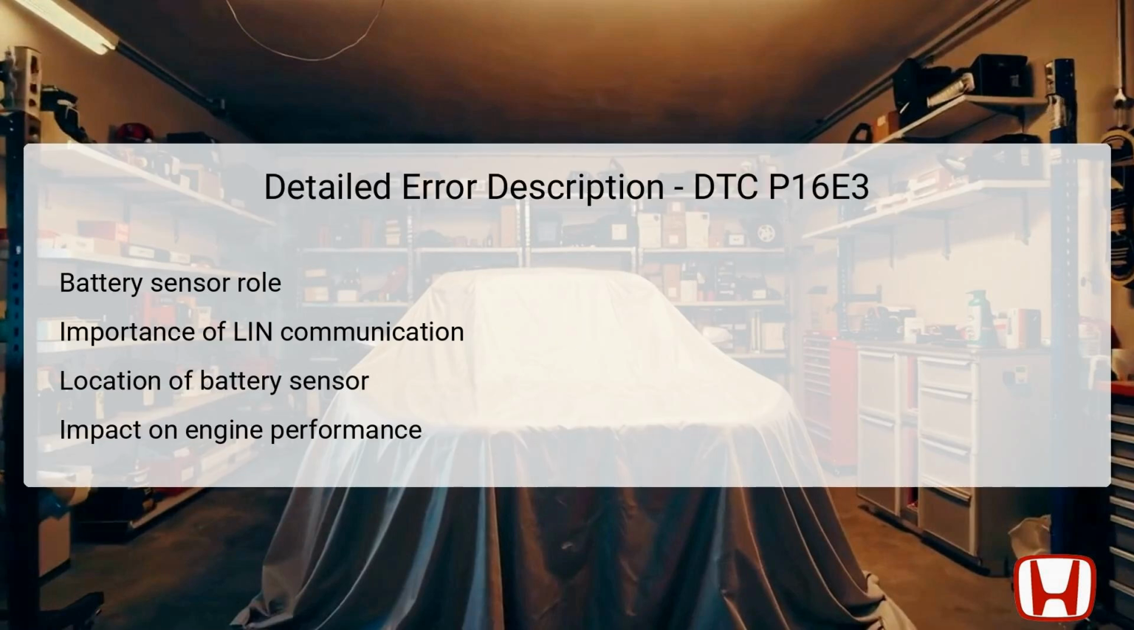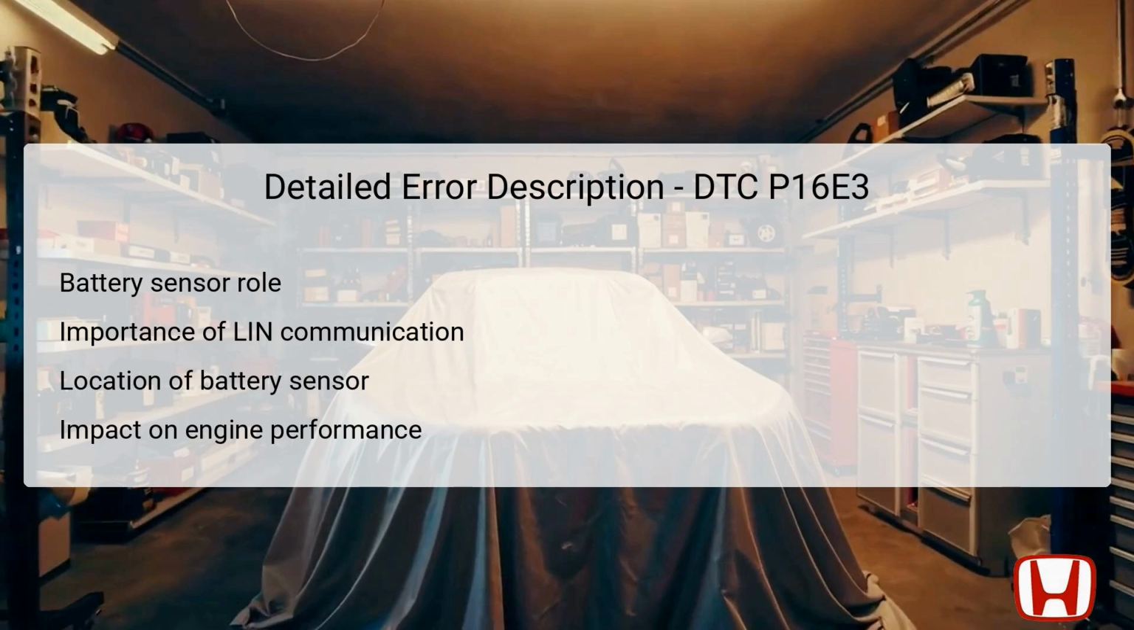The battery sensor plays a vital role in monitoring the voltage and current levels of the battery. It is generally mounted close to the battery terminals, allowing it to accurately measure the battery's status. Communication occurs over the local interconnect network, or LIN, which is a serial network protocol used for communication in automotive electronic devices. The failure of this communication can prevent the PCM from receiving accurate battery data, which in turn can lead to engine performance issues and reduced fuel efficiency.